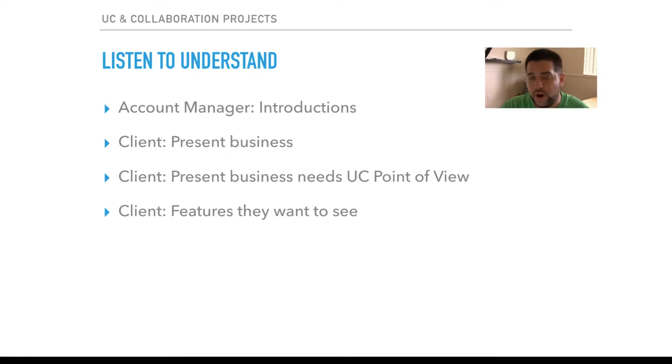The next thing, when you are in the meeting, is this: the account manager is going to introduce you, and the client is going to talk about their business. They may have some knowledge about UC and collaboration technologies, and maybe they have worked with that in the past. So keep in mind the customer may have some insight, and they want to explain to you what they need. That's what you're there for, to provide your expertise and answer the questions that they have.